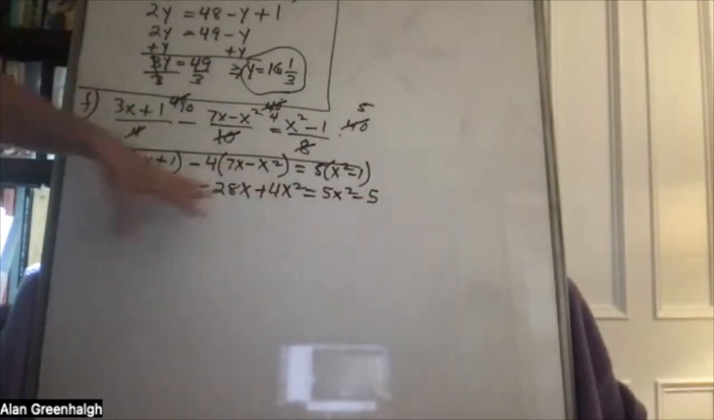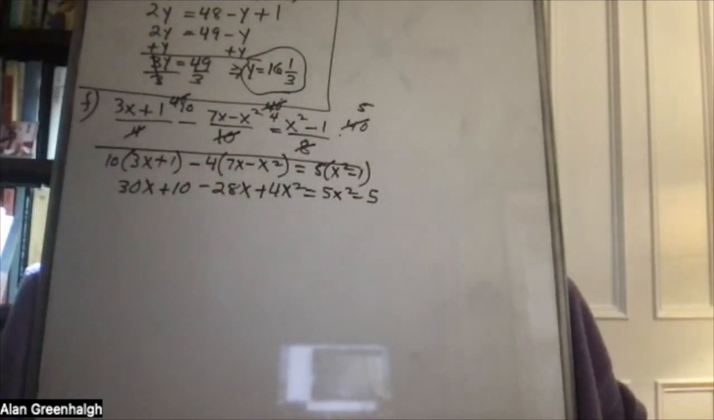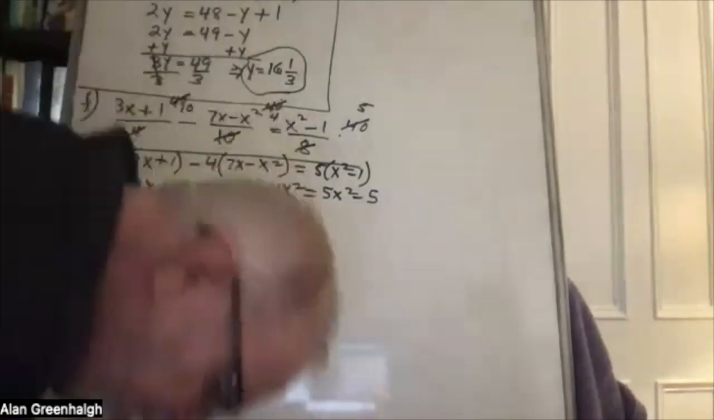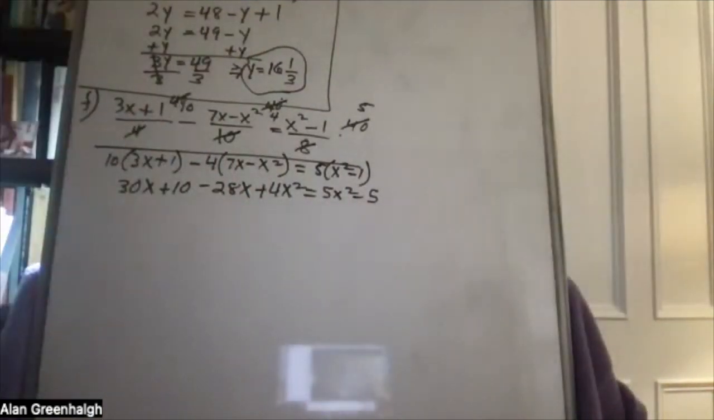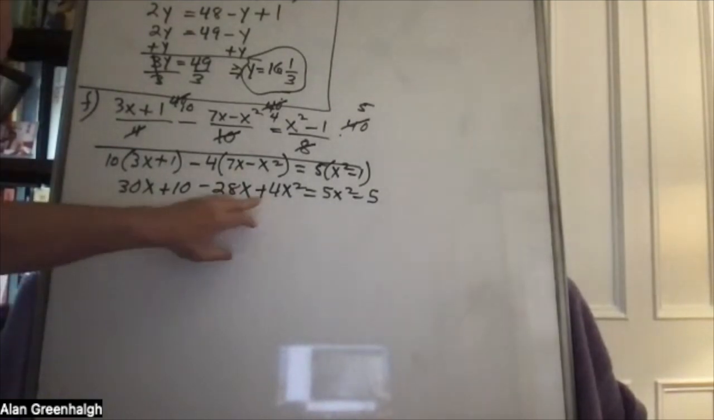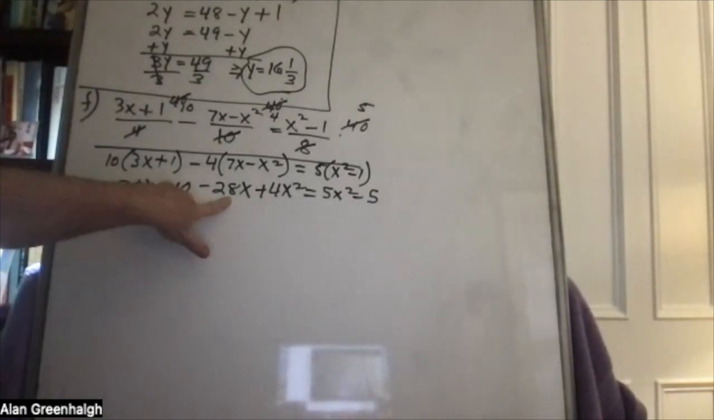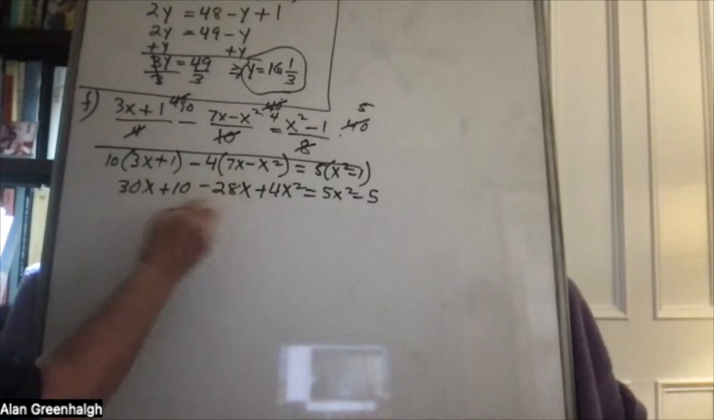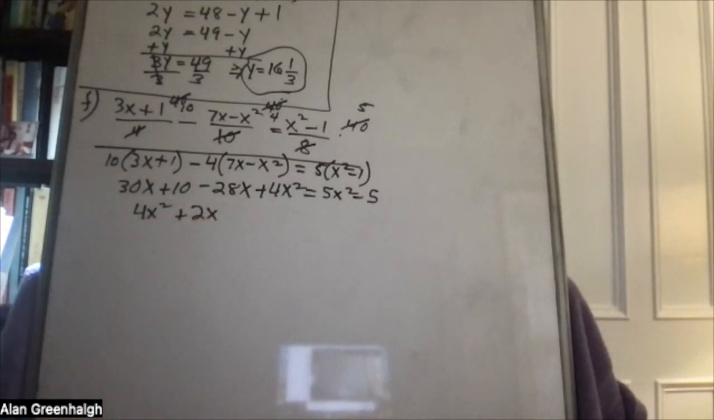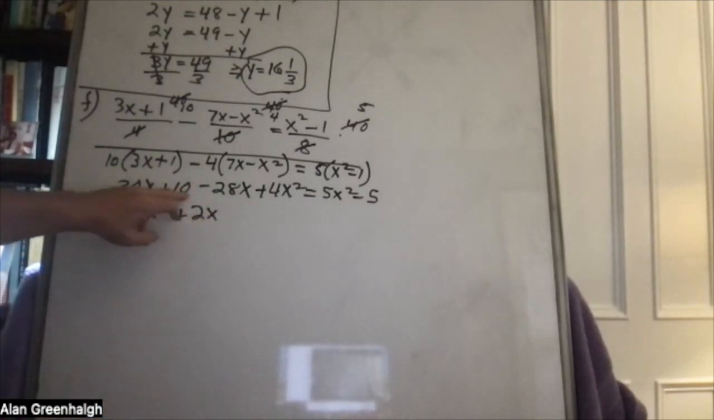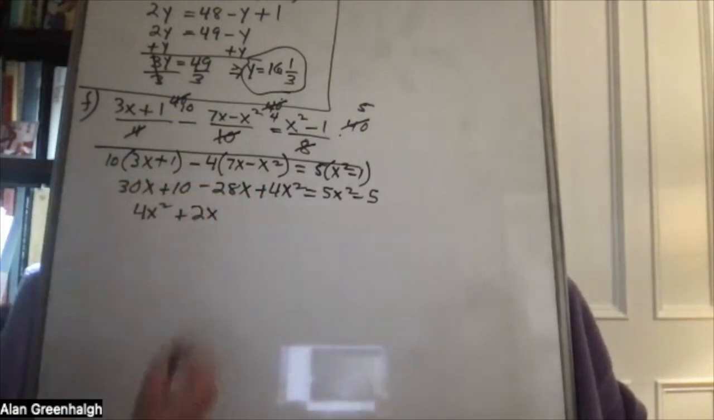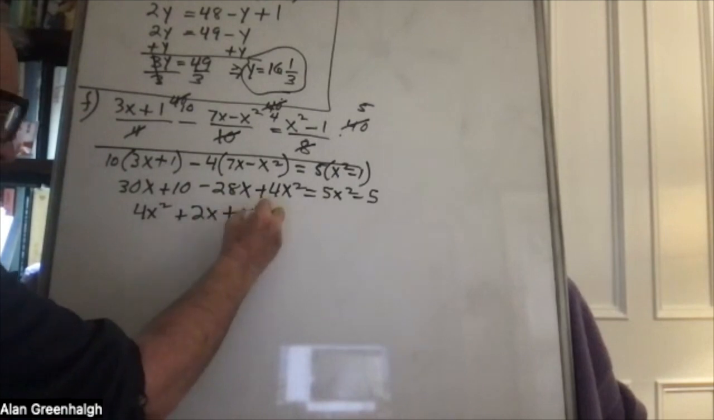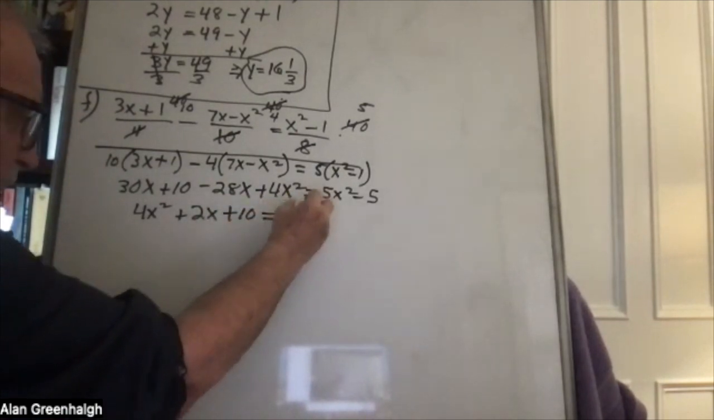Now let's combine like terms over here. That's what we're going to do now. Let's see how we could do this. We have like terms here and here. So let's put it in order. Let's put it 4x squared plus 2x plus 10 equals 5x squared minus 5.